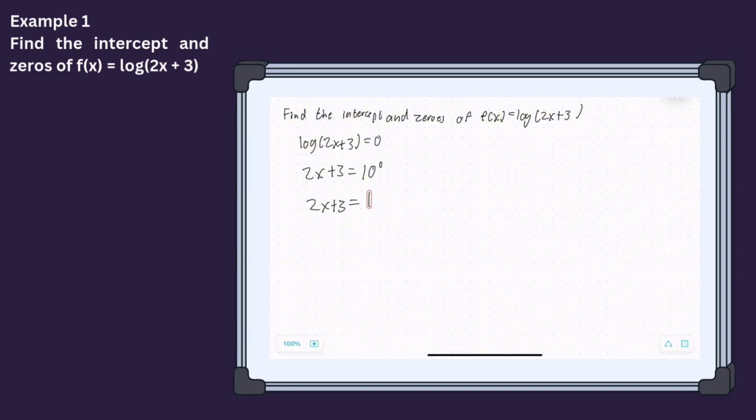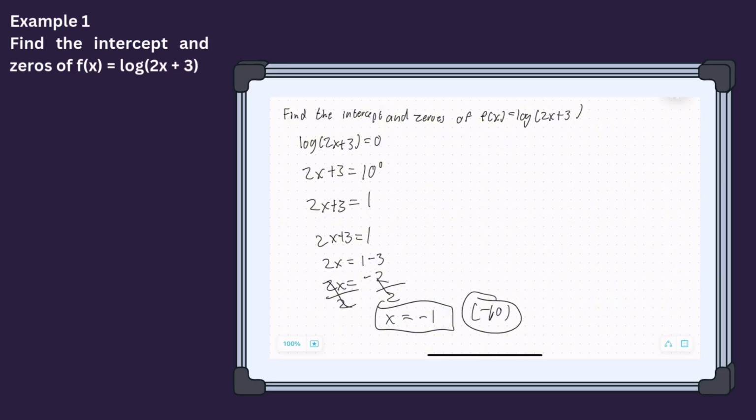Now our step 3, which is the final step, is to solve for x. So 2x plus 3 equals 1. Now transpose 3 to the other side. Get 1 minus 3. Now combine 1 and negative 3. So positive 1 minus 3 is equal to negative 2. Now divide. We get our final answer, x equals negative 1. You can also write it this way. This is our x-intercept.